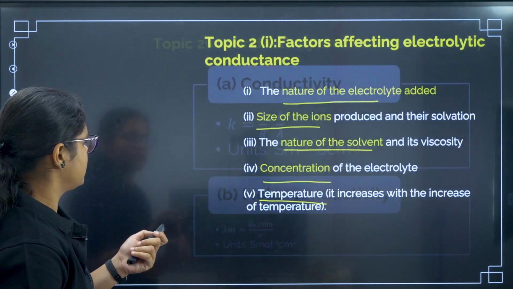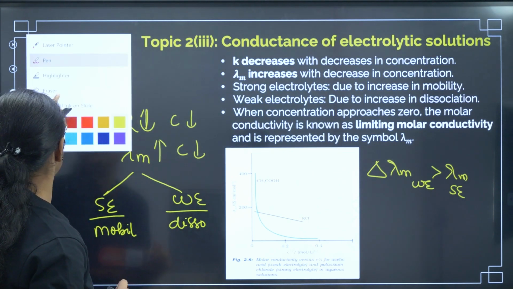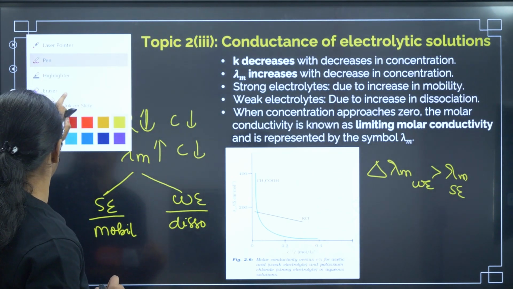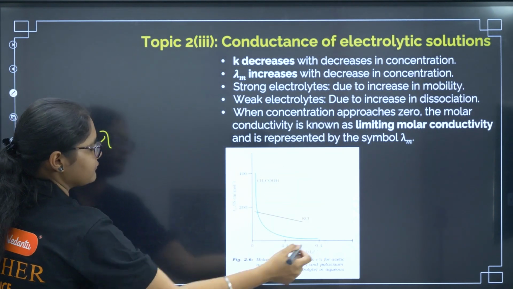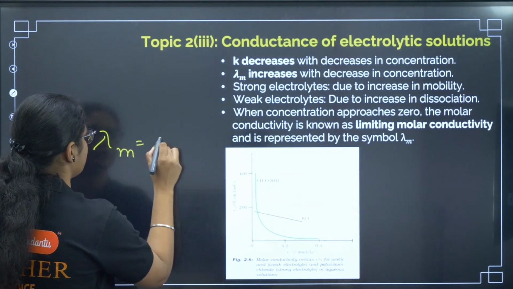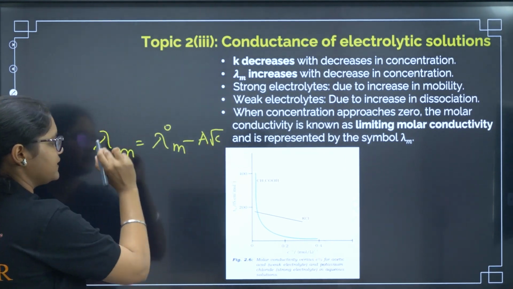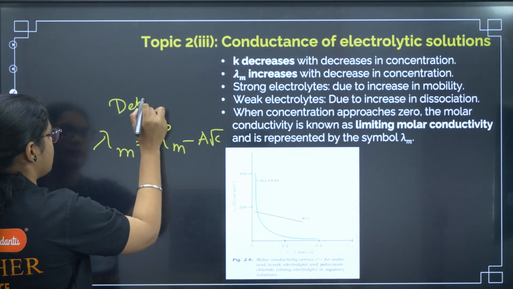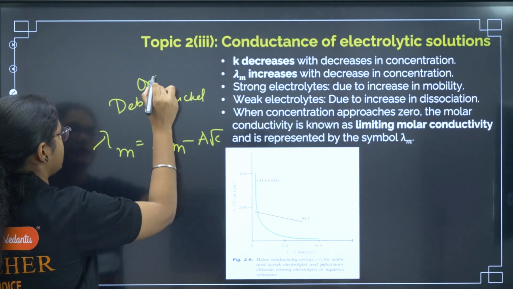Here I want to add one more thing about the Debye-Huckel-Onsager equation. I left it, so let us finish that first. See here, one equation is there for this graph: lambda m is equal to lambda naught m minus A root over C. This equation is called the Debye-Huckel-Onsager equation.